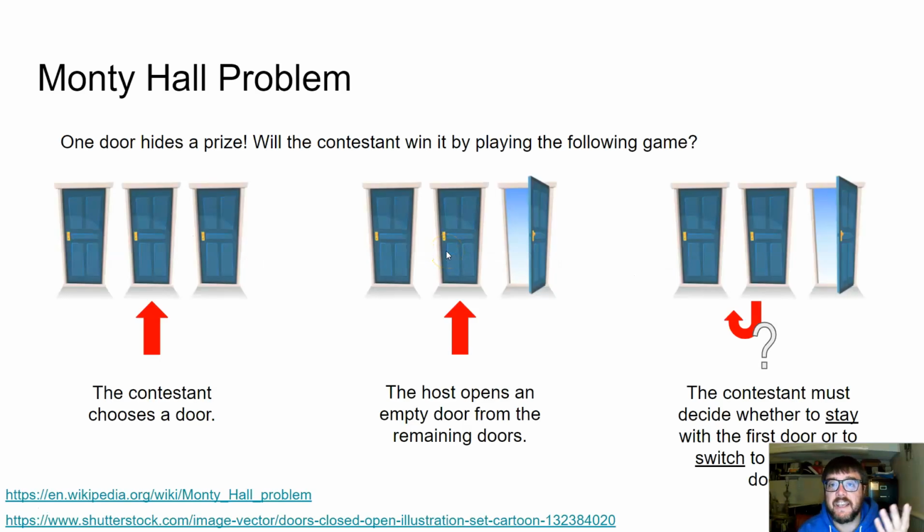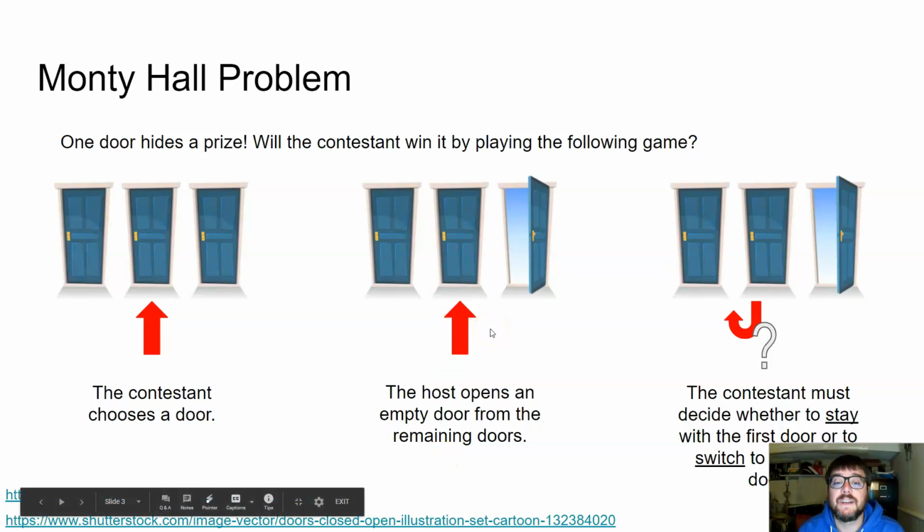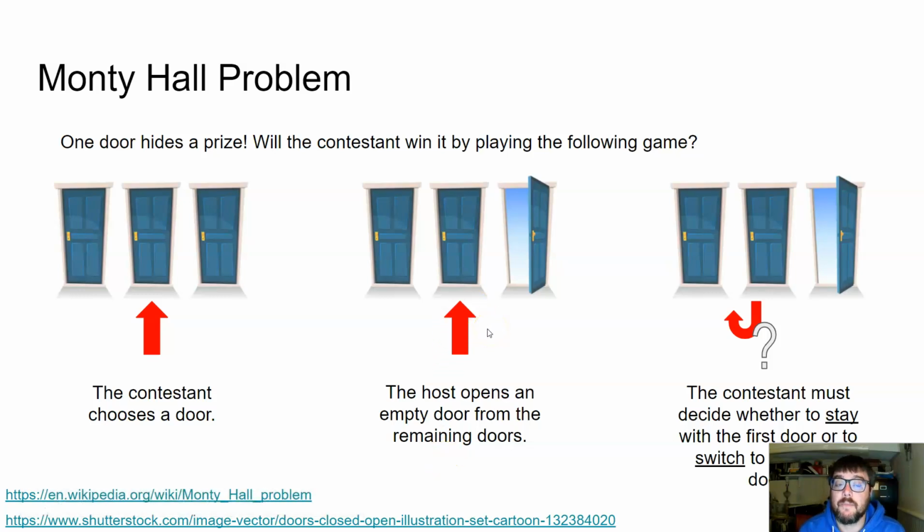So a classic game show with a host named Monty Hall had a game where there were 3 doors. One of them had a prize behind it, and the other 2 were empty. And so the game proceeded. First, the contestant chose a door, and then the host, who knows which one has a prize behind it, opens one of the doors that doesn't have a prize behind it. And then they ask the contestant, would you like to switch, or would you like to stay with your initial choice?